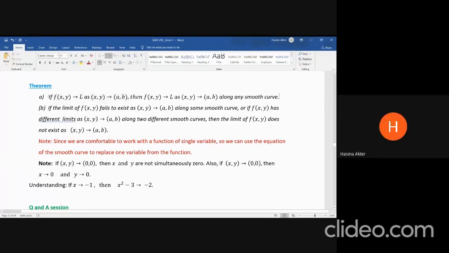Look at this. Once the limit is L, the limit is always L. That is what is said here. If the limit of f is L as xy approaches AB, then the limit of f is L as xy approaches AB along any smooth curve. What does it mean? If the limit is L, then it must be L along any direction. Okay?